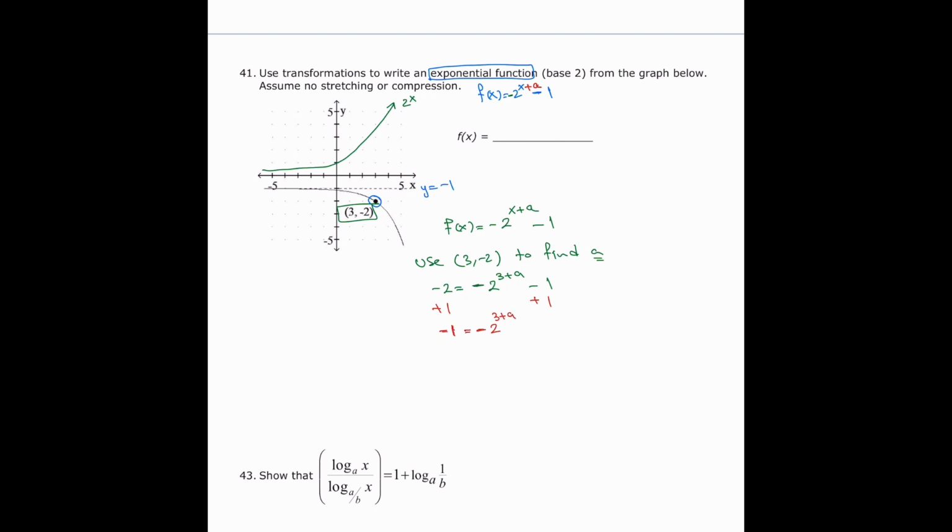We can rewrite -1 as -2 to the 0 power, so we can have similar exponents. Now, by comparison, we have the same base, which means the exponents are the same. So we're going to put 3 plus a equals 0. If you subtract 3, you get a equals -3. In other words, the function is -2 to the x minus 3, minus 1, is the equation of that function.